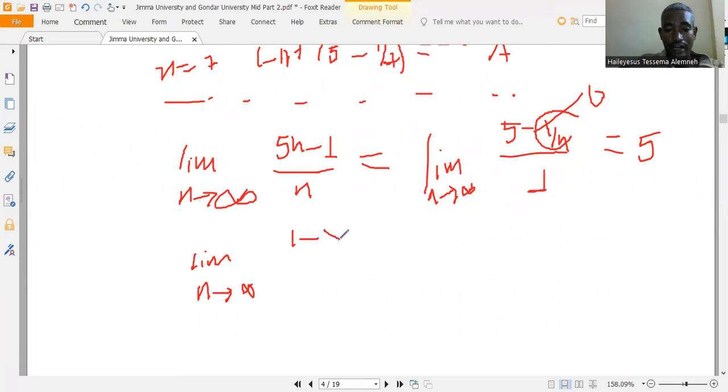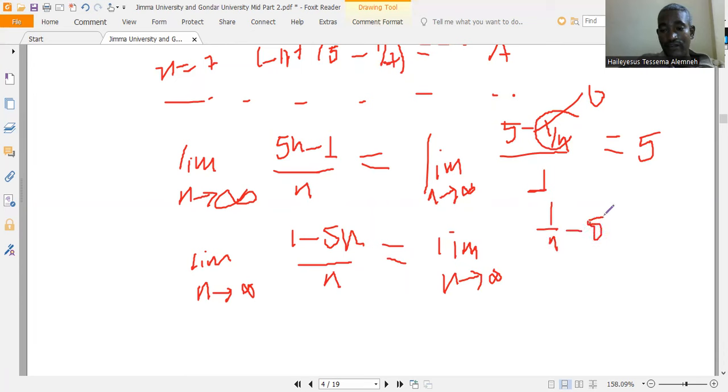Again, for the other one, the limit as n goes to infinity of (1 minus 5n) over n. Dividing the numerator and denominator by n, we get the limit as n goes to infinity of (1 over n minus 5) over 1. As n goes to infinity, 1 over n goes to 0. So what do we get?